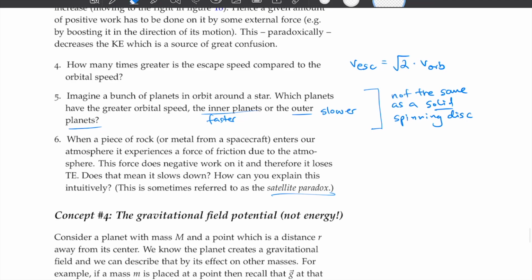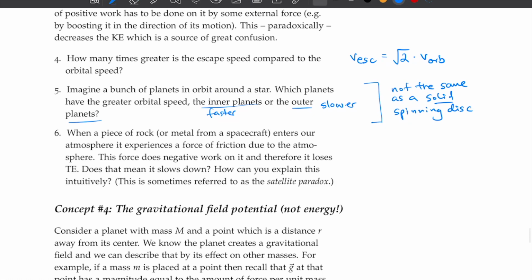Okay, and then we come to the hardest thing to understand, the satellite paradox. So that has to do with, say, when something enters our Earth's atmosphere. We have rocks and small pieces of metal from spacecraft that sometimes enter our atmosphere, and they sort of burn up. And when they enter the atmosphere, we have a drag force that does negative work on the object. Okay, so it kind of takes away energy.